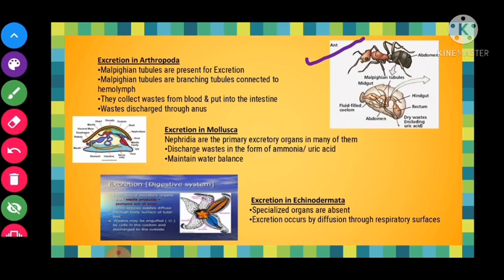Talking about excretion in mollusca. Nephridia are the primary excretory organ in many molluscans. It discharges waste in the form of ammonia and uric acid. It also maintains the water balance. Talking about the excretory system in echinodermata. A specialized excretory organ is absent in them, and excretion occurs by diffusion through the respiratory surfaces.